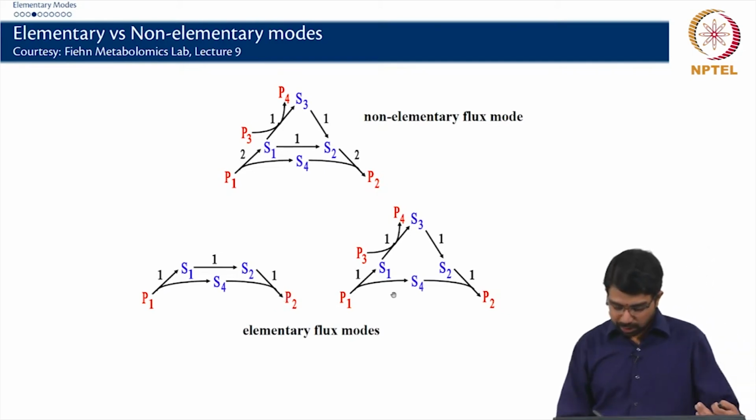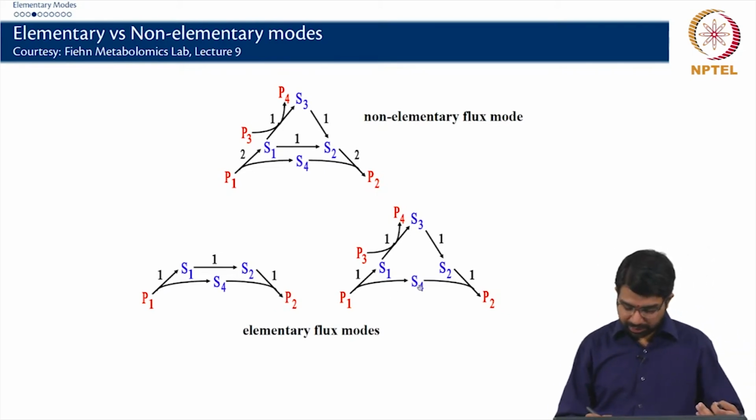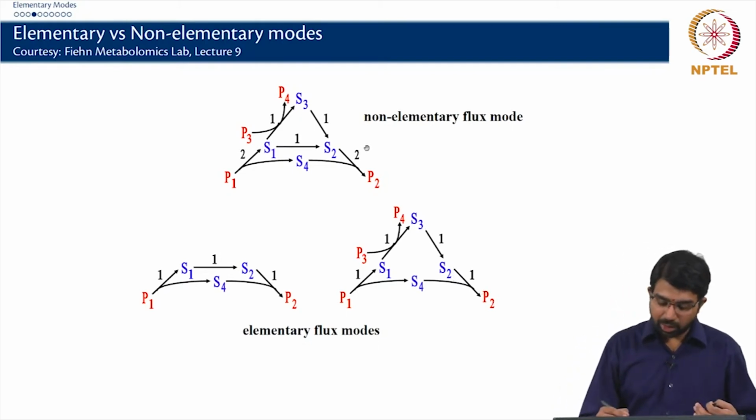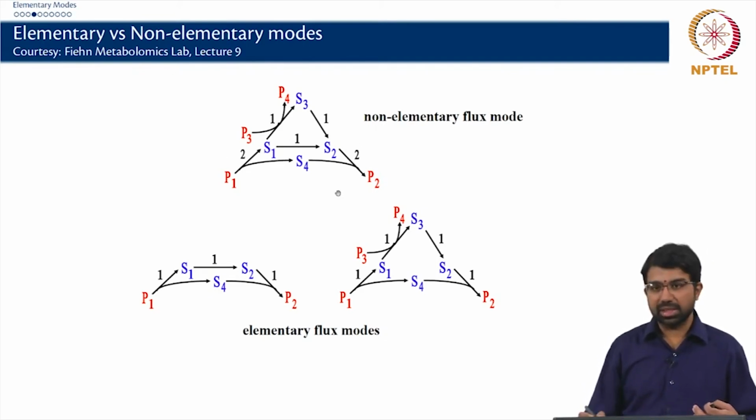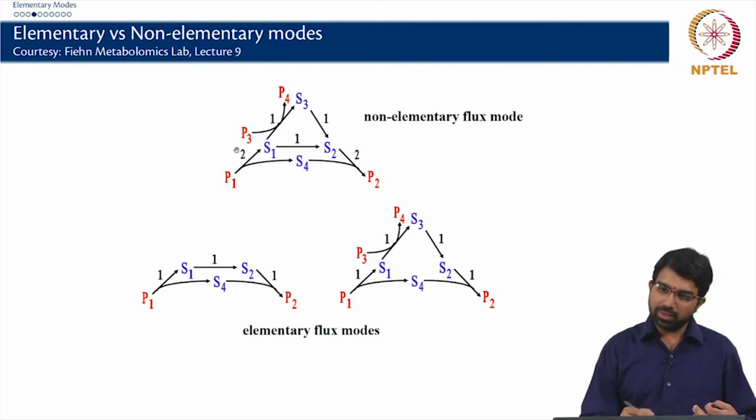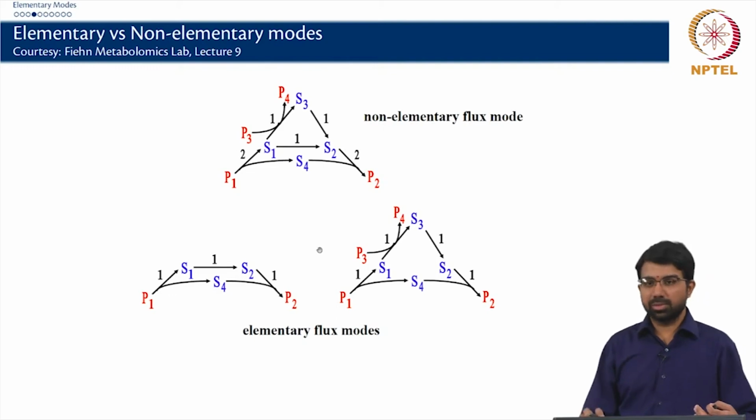Right. This is also an elementary mode where P1 gives S1 plus S4, S1 plus P3 gives S3 plus P4, S3 gives S2, S2 gives P2. This is not an elementary mode because there are two subsets of enzymes that can carry steady state flux, the two indicated at the bottom, right. You can decompose this flux mode in terms of these two elementary flux modes.